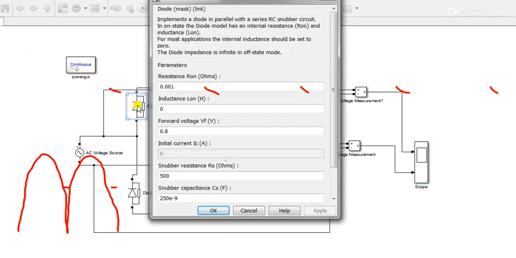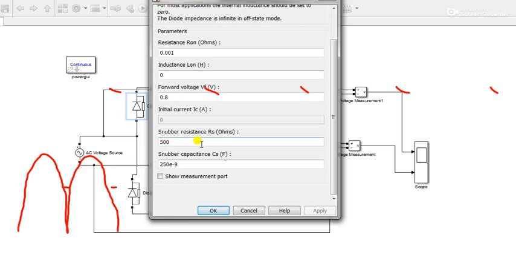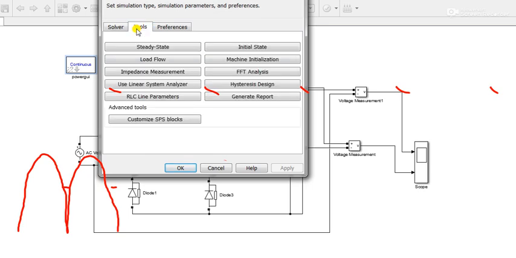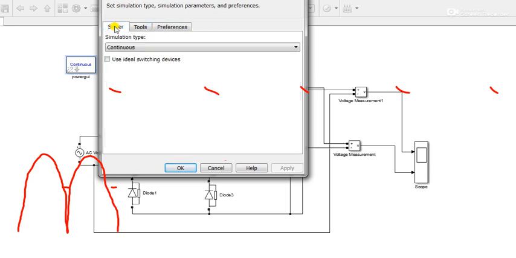Whatever the diode is, it is not ideal. It has a snubber resistance, a snubber capacitance, or both. So let us make the diode an ideal diode. Let us move to the solver.